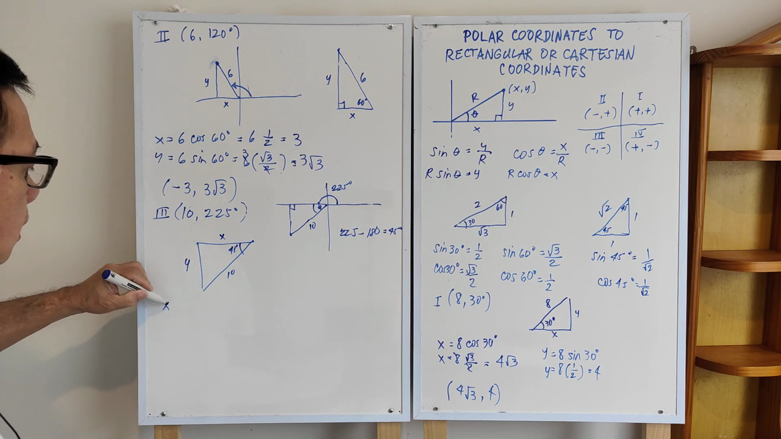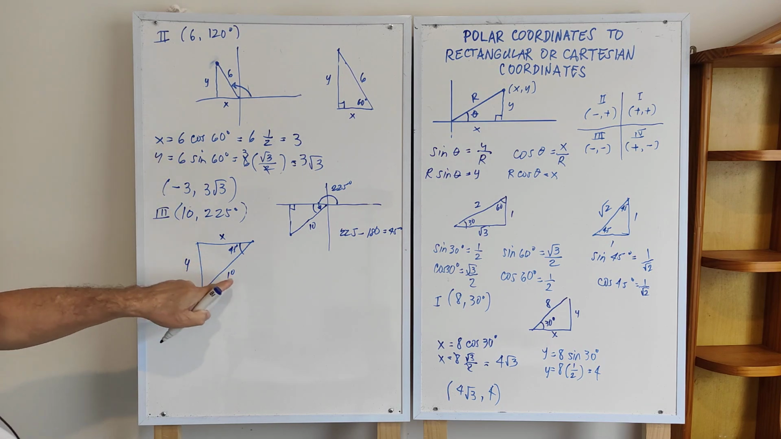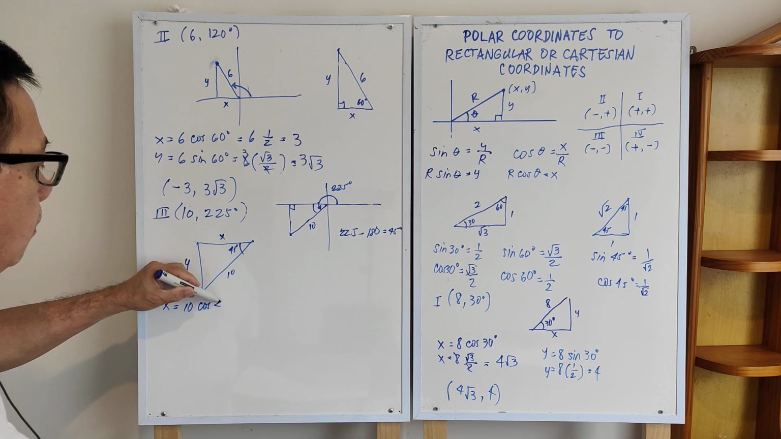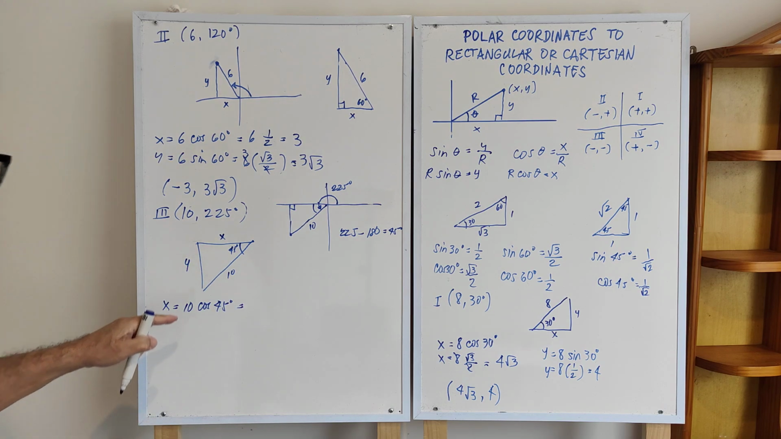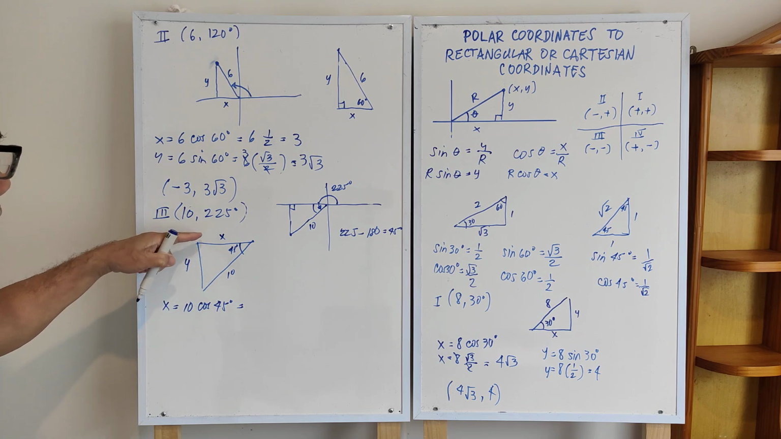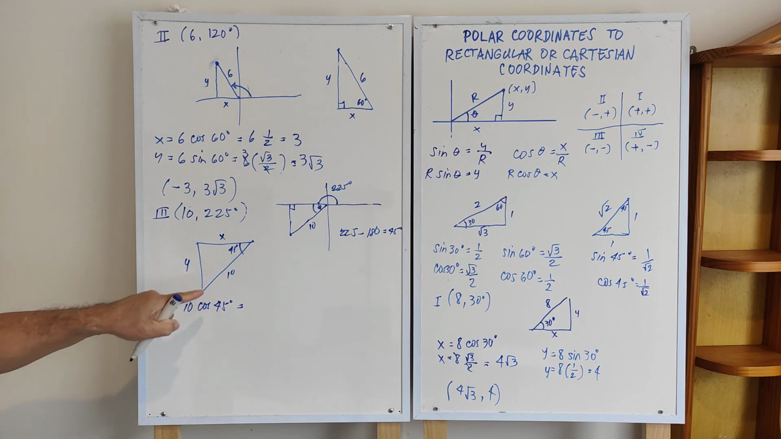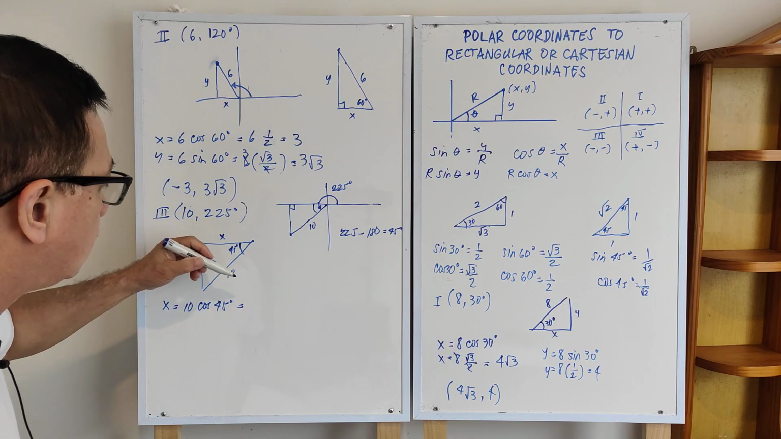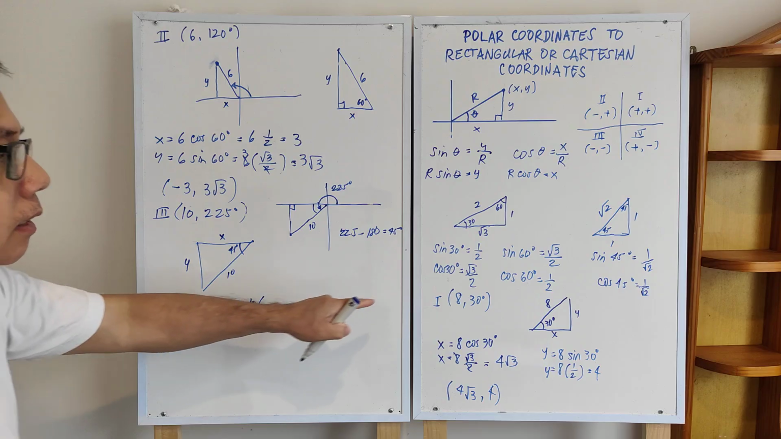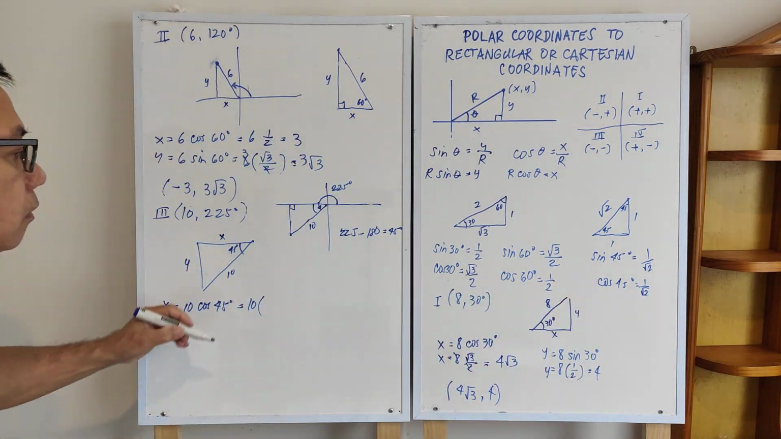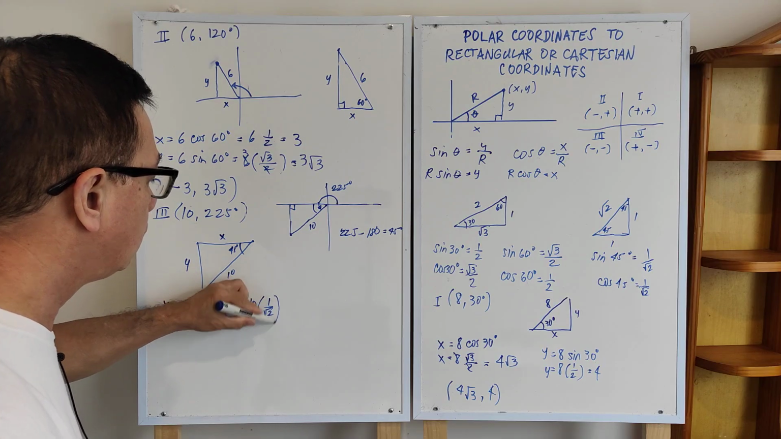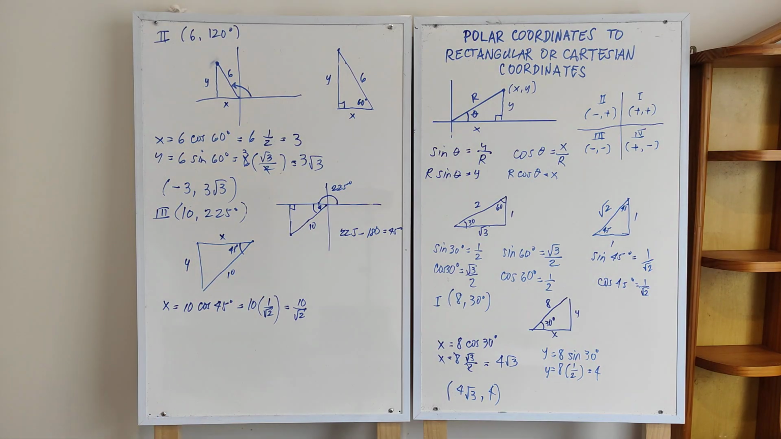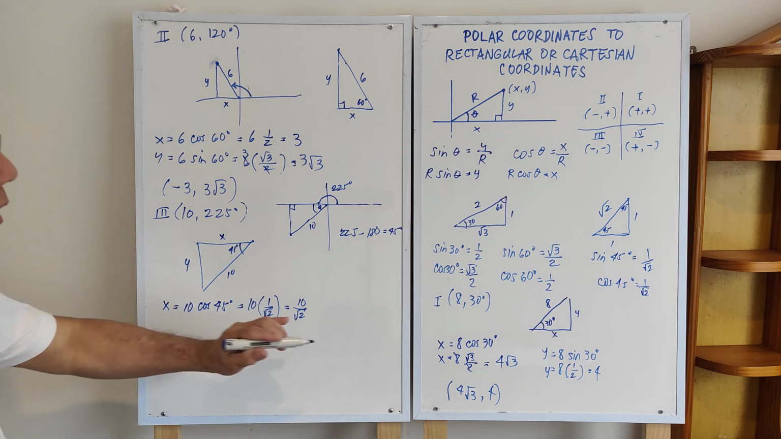So your x is equal to r, which is 10, cosine of 45 degrees. So x is adjacent. X is r cosine. So 10 cosine of 45 degrees, cosine is 1 over square root of 2. So your x is 10 over square root of 2. That's an irrational number, but we'll discuss it later as long as you have an answer.